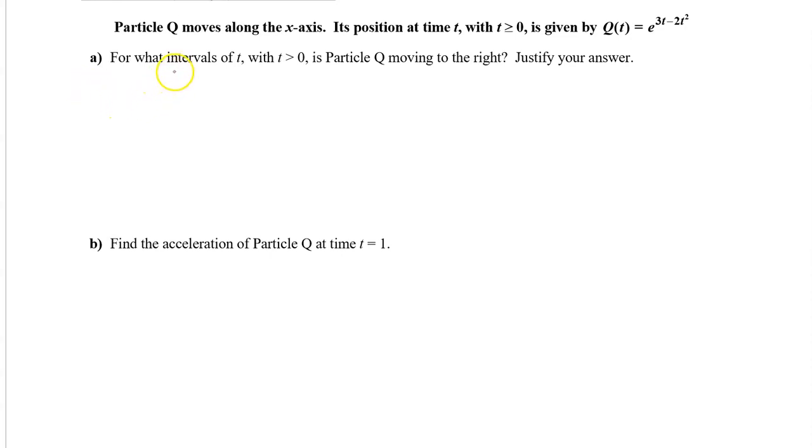In this video, I will walk you through an AP exam style question involving position, velocity, and acceleration. Particle Q moves along the x-axis. Its position at time t, with t greater than or equal to 0, is given by q of t equals e to the 3t minus 2t squared. Part A. For what intervals of t with t greater than 0 is particle Q moving to the right? Justify your answer.